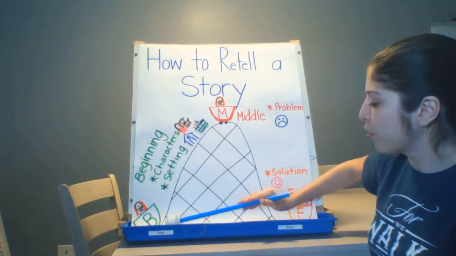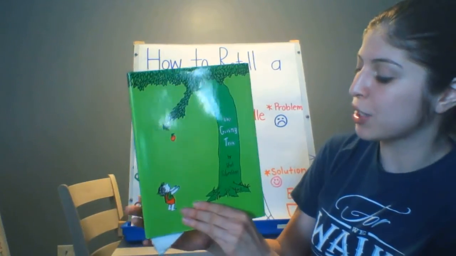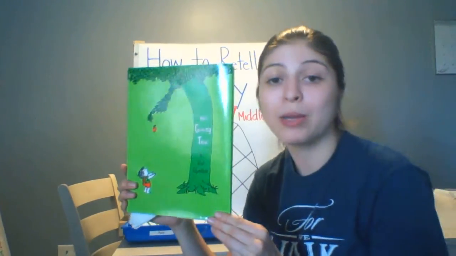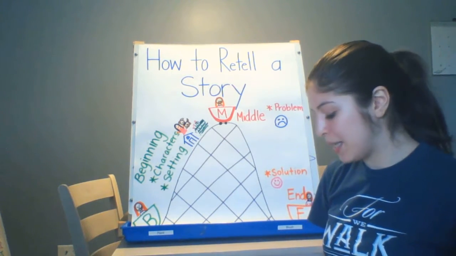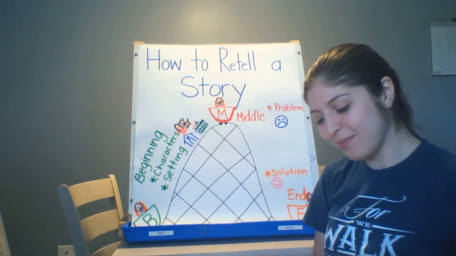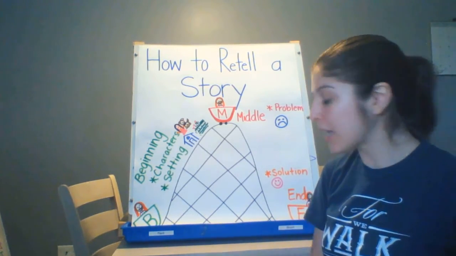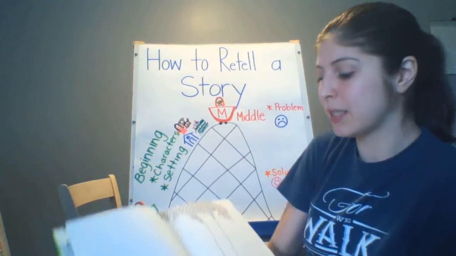So boys and girls, what we are going to be doing, we are going to be looking at this book called The Giving Tree by Shel Silverstein. We have read this before in our classroom. And so we're going to go ahead and talk about the beginning, the middle, and the end of the story. Okay, so the beginning, again, that's when you first get on the ride. Okay, so that's the first page in the book, is the beginning.